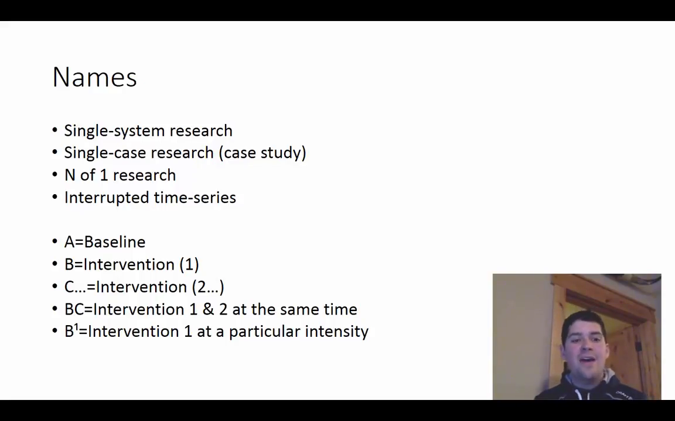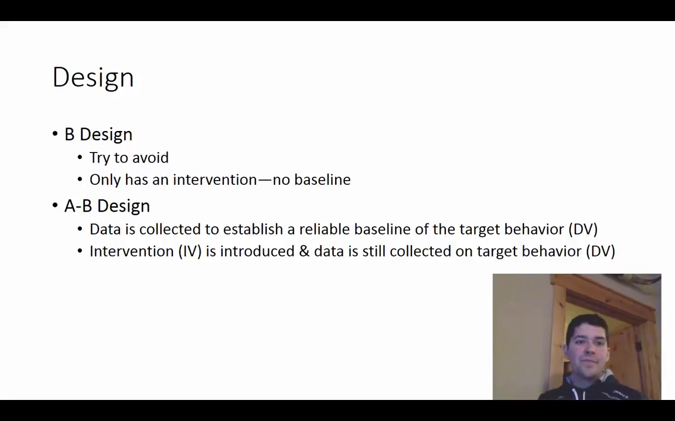And then you have B1 right there at the very bottom, B raised to the first. Now, this is for what we'll talk about in just a minute, changing intensity designs, where you're starting to alter the intensity or the frequency of a particular treatment. And I'm going to talk about an example in just a second. So, a number of different designs. Once you understand the notation, then you can start to understand what these different designs are.